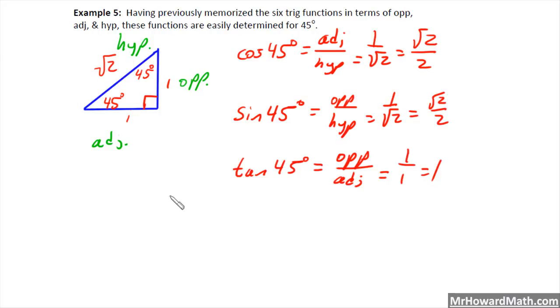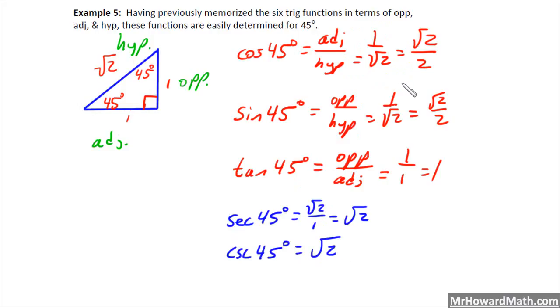Now the reciprocals. So the reciprocal of cosine is secant. Secant 45 degrees, just take this reciprocal, square root of 2 over 1 or just square root of 2. And what do you think that means about cosecant 45 degrees? Well, hopefully you know that it's also going to be square root of 2 because it's the reciprocal of sine, and since these were the same before, that means these are the same.